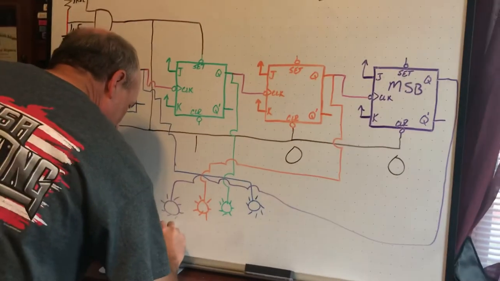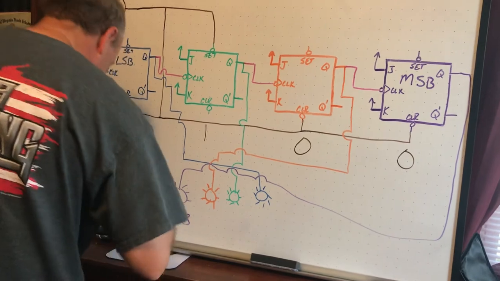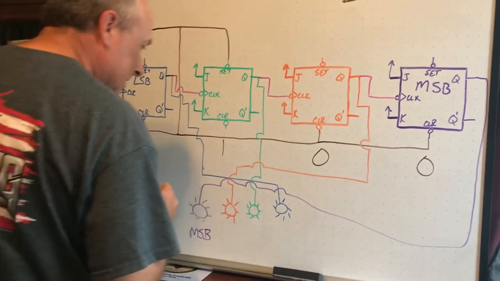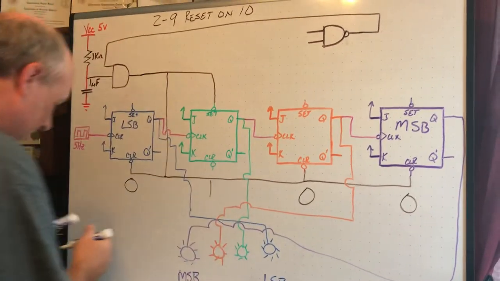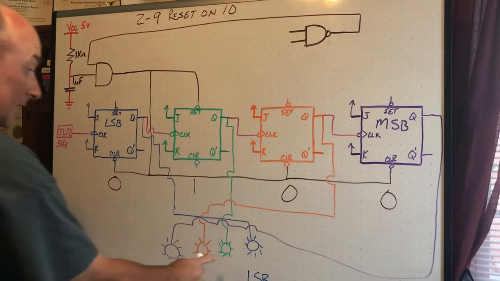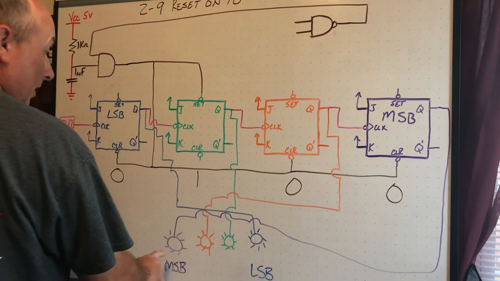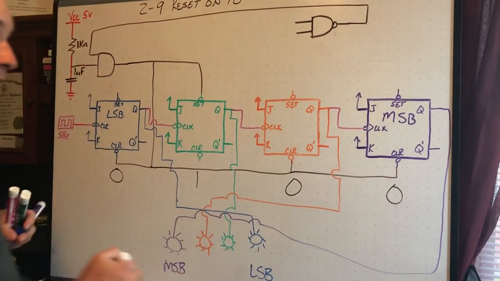So now I've got my MSB here and my LSB over here. When I initially turn it on, the only light that's going to light up would be my green one, and I'd have 0010, which is 2.